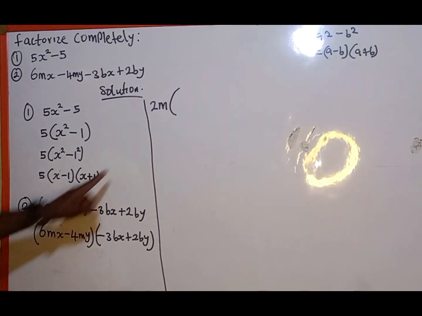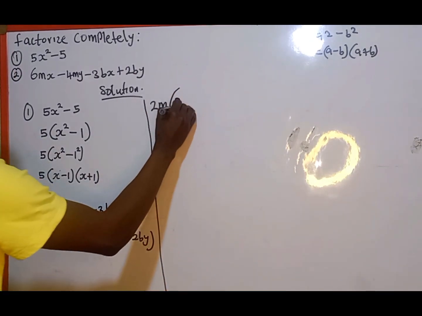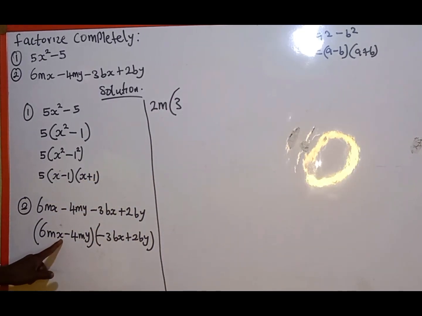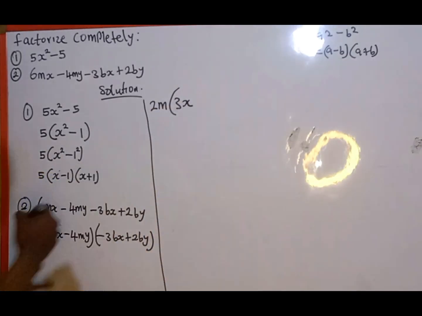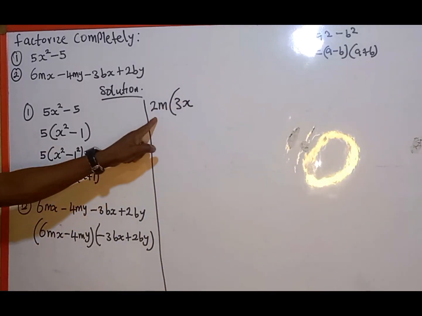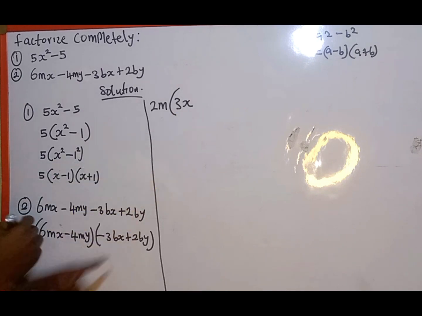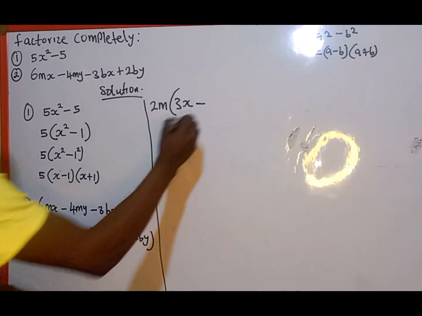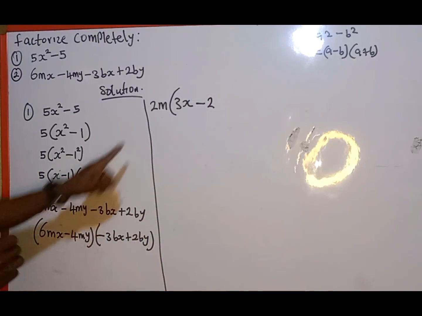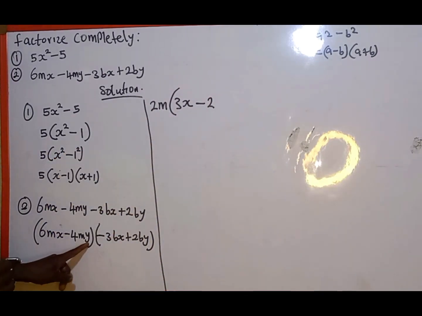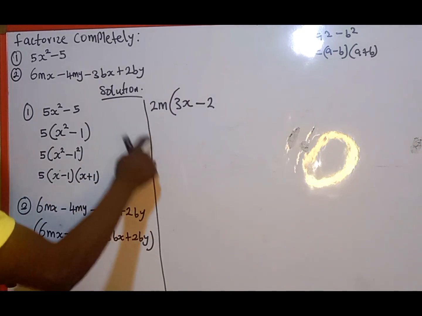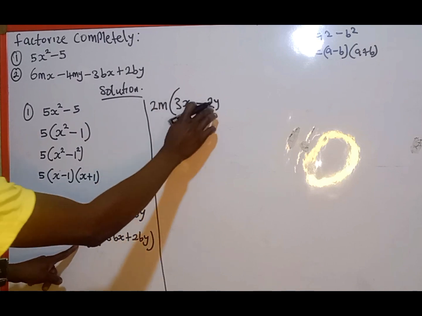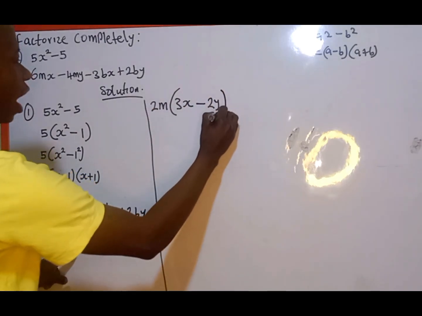So 6 divided by 2 is going to give us 3. Then m will cancel this m. Then x, it will remain x, so we have 3x. Therefore 6mx divided by 2m, we are going to have 3x. Then minus 4 divided by 2 is going to give us 2. Then m divided by m will cancel. Then y, there's no y here, so we attach y to 2. Therefore 4my divided by 2m is going to give us 2y.